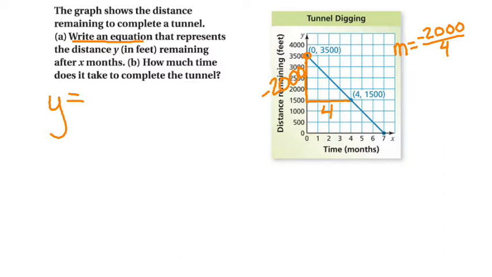Remember, anytime we have a fraction, we want to reduce that into the simplest form. So I'm going to take a 4 out of each of these, leaving me with the slope of negative 500. So y equals negative 500x. And then where do I start? My starting value, my y-intercept, is 3,500.